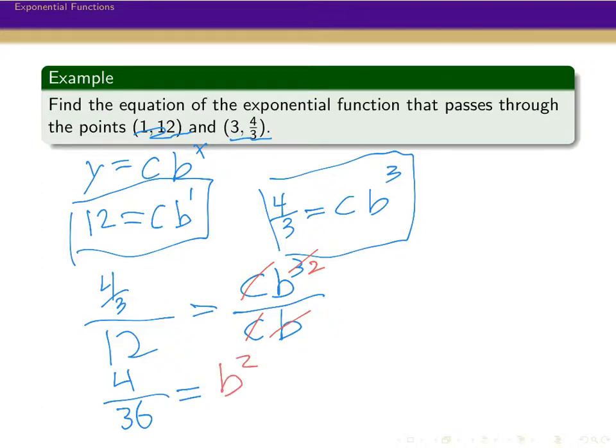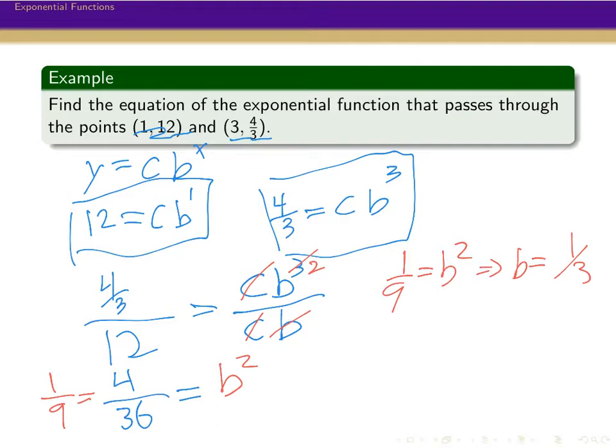So I have 4 over 36 is equal to b squared. 4 over 36 actually cancels out to 1/9. So 1/9 equals b squared. So that tells me b is equal to 1/3. That's the square root of 1/9. And considering that b has to be positive, I can ignore the minus 1/3. The only positive root there is 1/3.